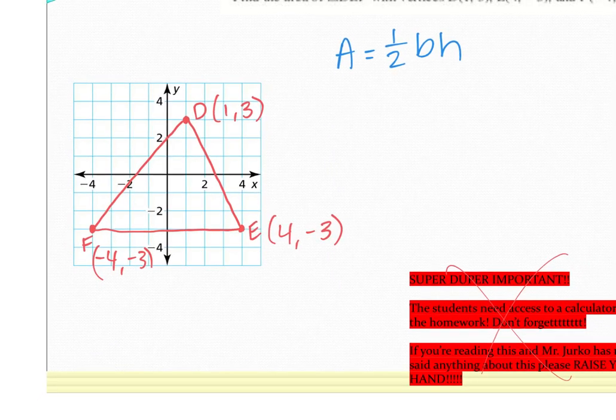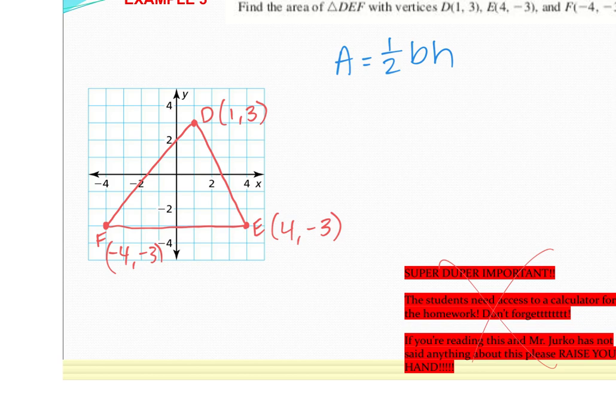What's my base here, guys? Which side is my base? FE, very good. How is FE easy to find? It's a straight line. Can we just count it? It's 1, 2, 3, 4, 5, 6, 7, 8 units. You guys agree? So B is equal to 8.